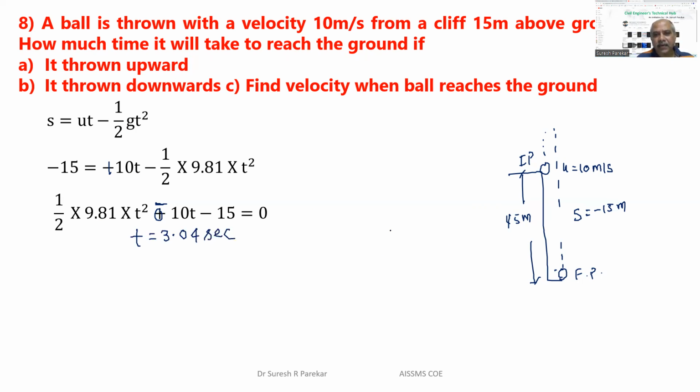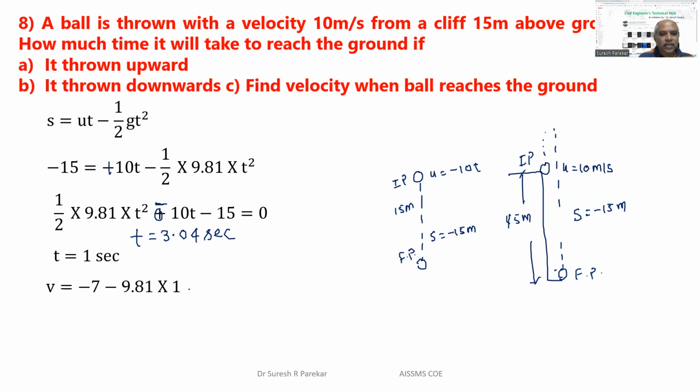Now second, we are going to throw it downward, and the distance traveled is again 15 meter. Initial velocity u is minus 10. And we have s again minus 15. Now s is the same because it is the distance between initial position and final position. And now when we solve this, so this is not t equal to 1 second actually. We have t equal to 3.04 seconds for the upward case.